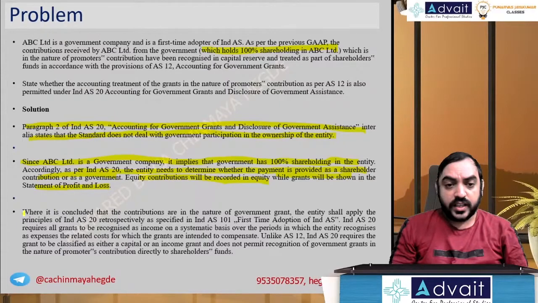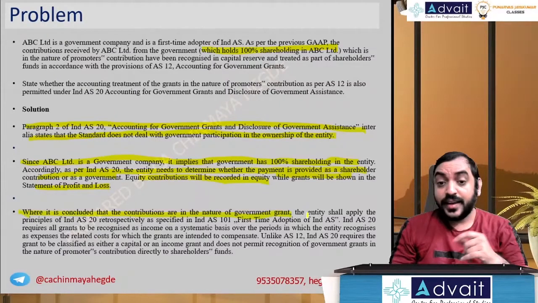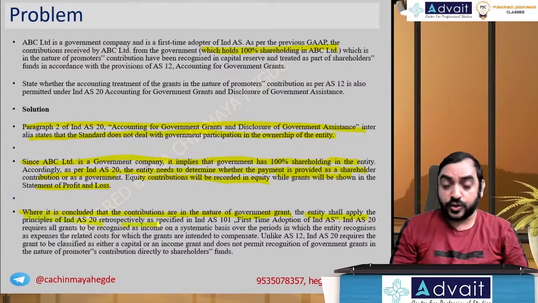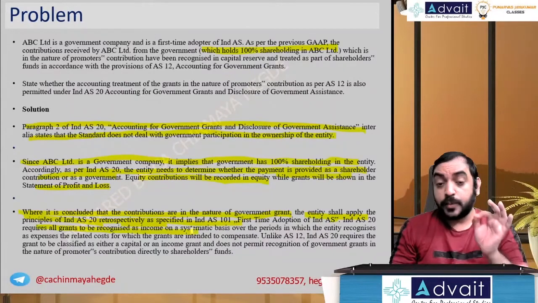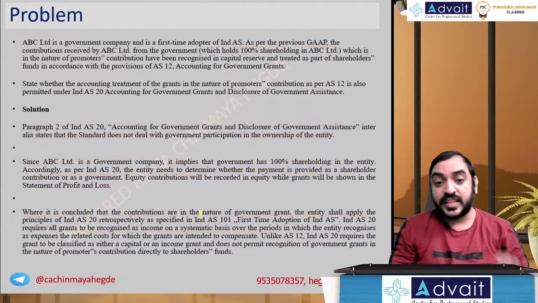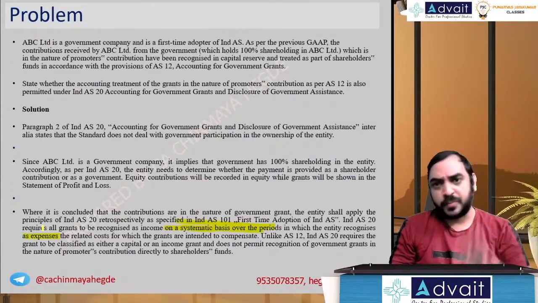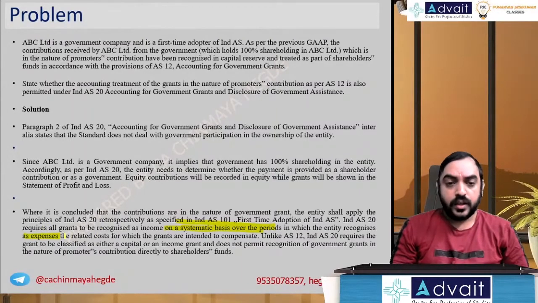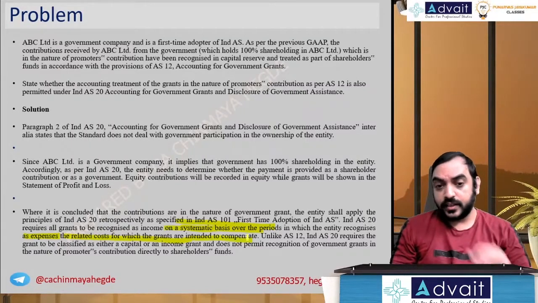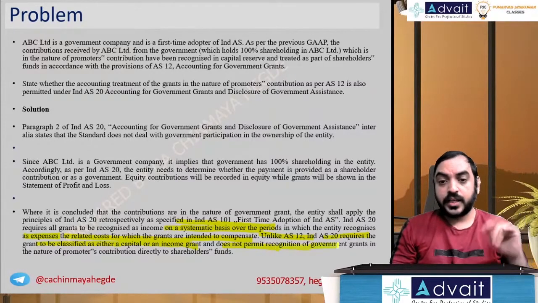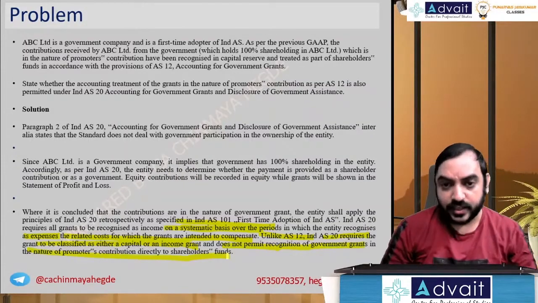Where it is concluded that it is in the nature of a government grant, the entity shall apply the principles of Ind AS 20 retrospectively as specified in Ind AS 101. Ind AS 20 requires all grants to be recognized in income on a systematic basis. What is the key word to be remembered? On a systematic basis over the periods in which the entity recognizes an expense, because a grant would be given for some purpose. Based on that purpose, the related cost which the grant is intended to compensate. Unlike AS 12, Ind AS 20 requires a grant to be classified either as capital or as income, and does not permit recognition of government grants in the nature of promoter's contribution directly to shareholders' funds.